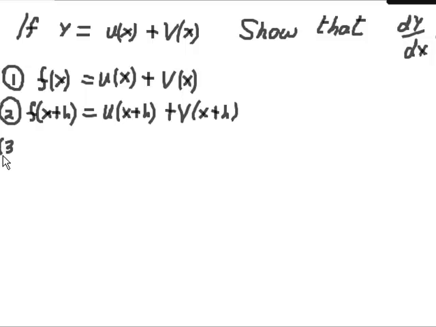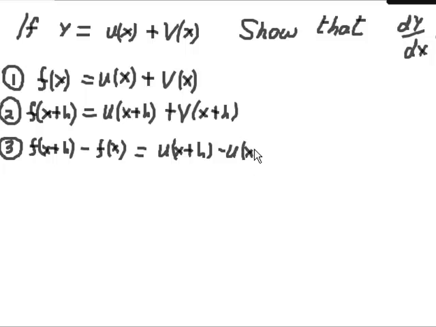Step 3 is to subtract our two answers, so we get the f of (x plus h) minus the f of x. And to save time, we can subtract up in columns. I mean, we can just take the u's together and the v's together, so it's this minus this and this minus this. So it's going to be u of (x plus h) minus u(x), so that's subtracting the u's. And then subtract the v's. v(x plus h) minus v(x).